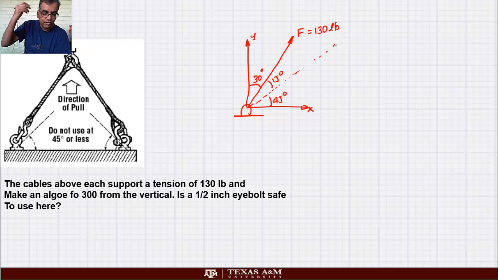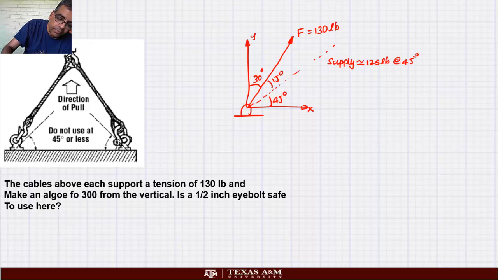This is the safety line, and the supply says 125 pounds at 45 degrees and 500 pounds at 90 degrees, or sorry, at 0 degrees. So that's pretty good. So it's clearly the load is less than 500 pounds. So we will be perfectly fine.